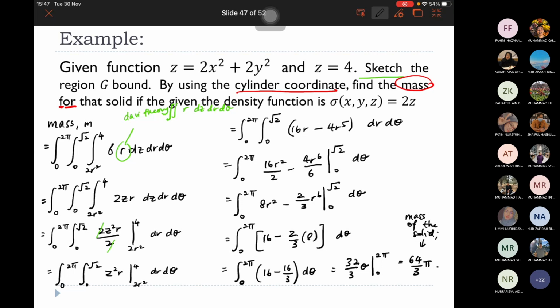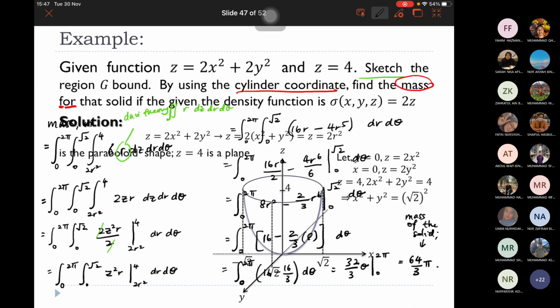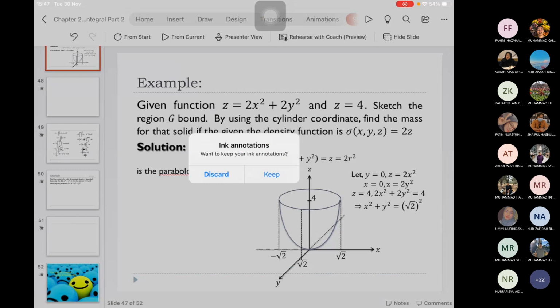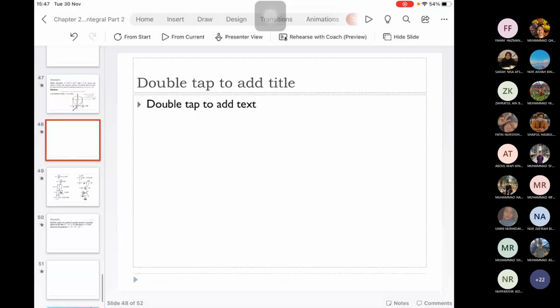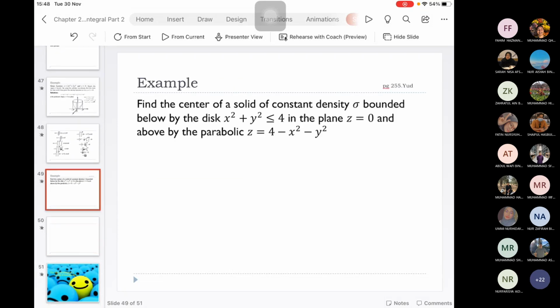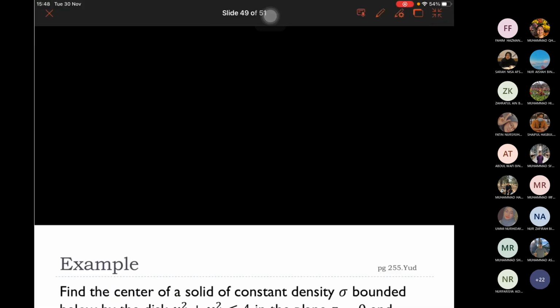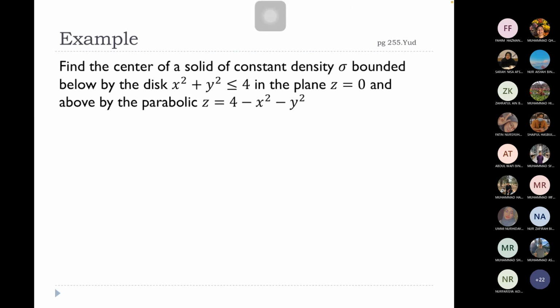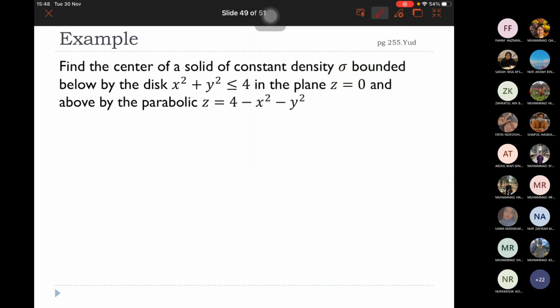Okay, Ramayan done. So if you are done with this one, let's take a look into the next question. Okay, so the next question, so in the next question, this one, dia bagi find the center of a solid. Okay, dia nak minta center of the solid.